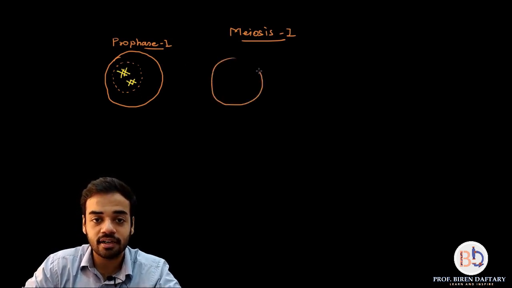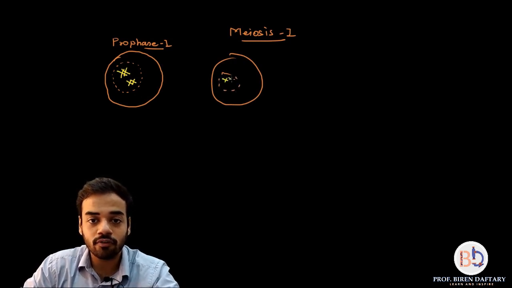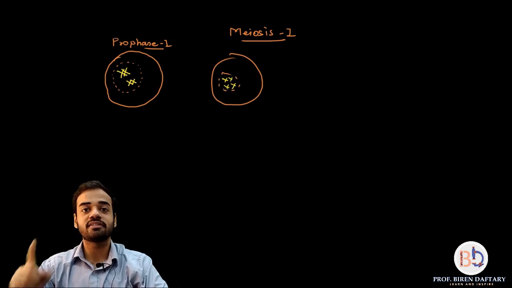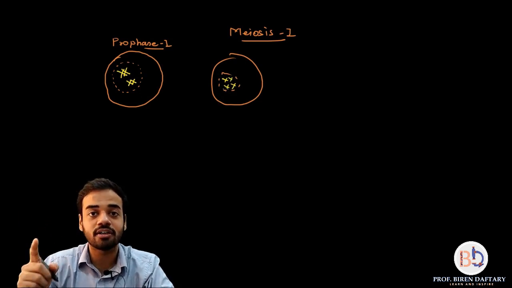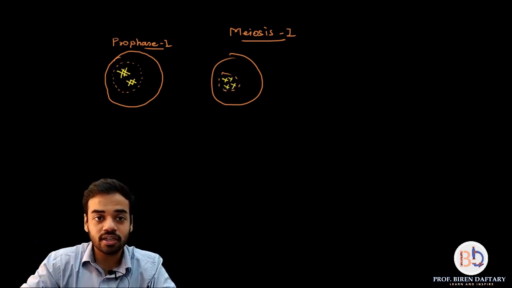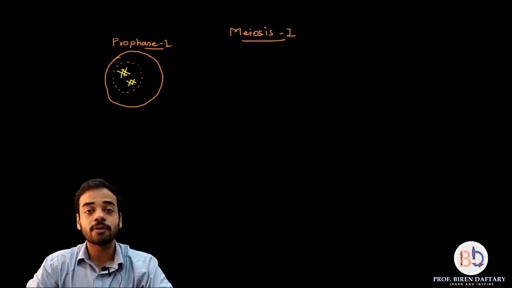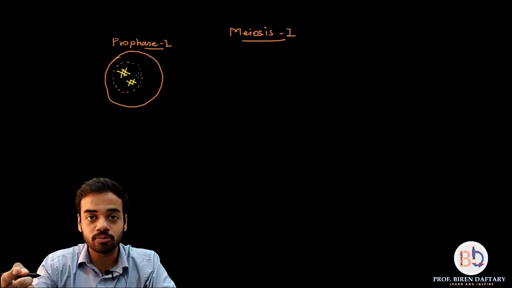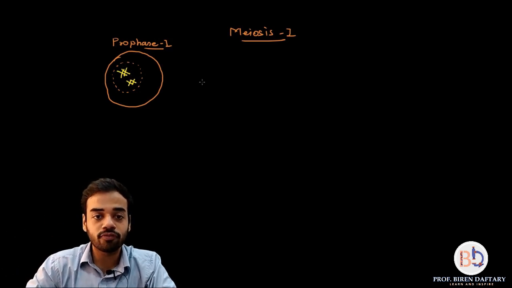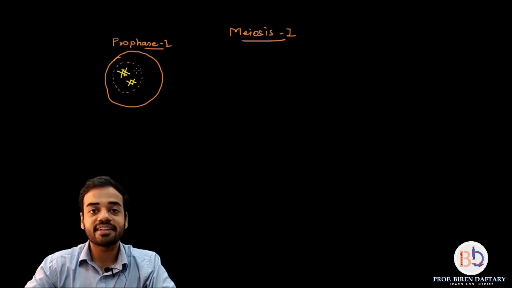Please remember, if this was prophase of mitosis, then the diagram would have been like this. This would have been the cell, correct? This would have been the nuclear membrane, and you would have got 4 separate chromosomes. Please remember this. This grouping doesn't occur in prophase of mitosis. Because of this type of grouping of homologous chromosomes, you get the reduction in chromosome number. We will see how.